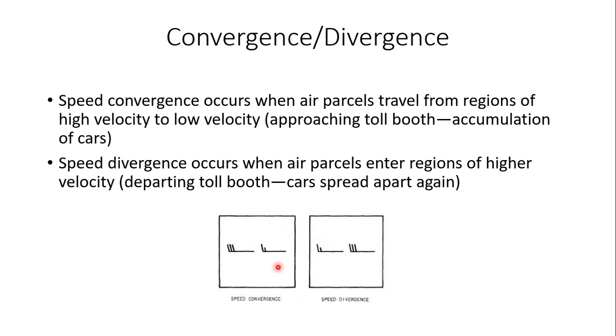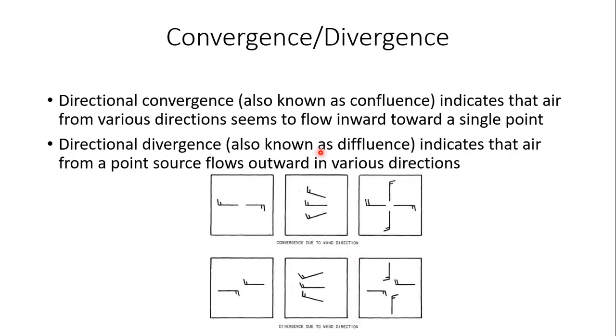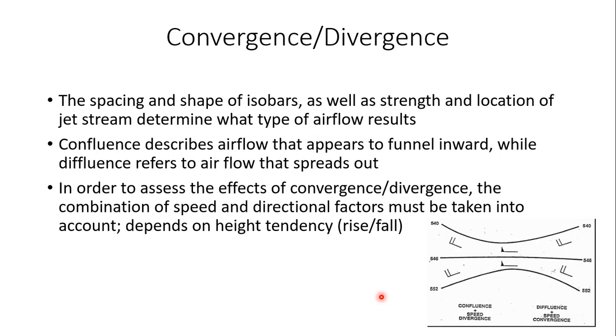So speed convergence, speed divergence, directional convergence, due to wind direction coming together at a single point, and directional divergence due to wind direction, the wind coming apart, blowing away from each other at a specific point. Now, the spacing and the shape of isobars, if we're on the upper level charts, the spacing and shape of those height contours or iso heights, as well as the strength and location of the jet stream, are going to determine what type of airflow results.